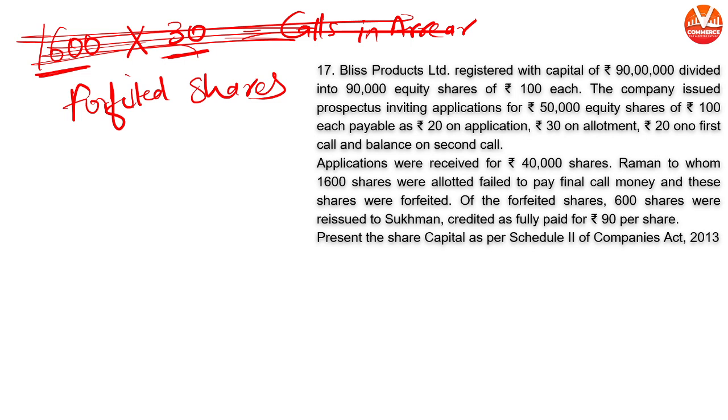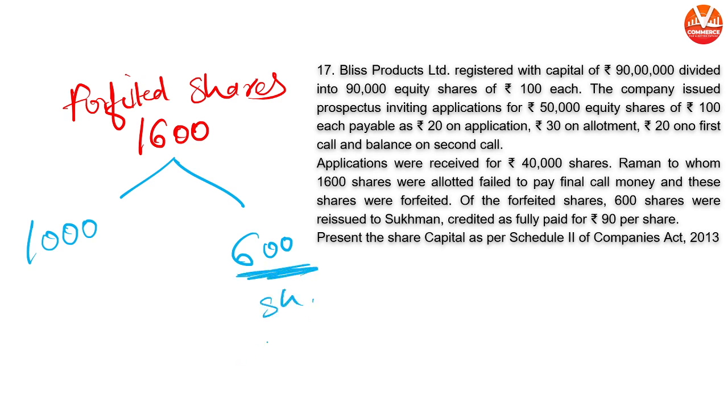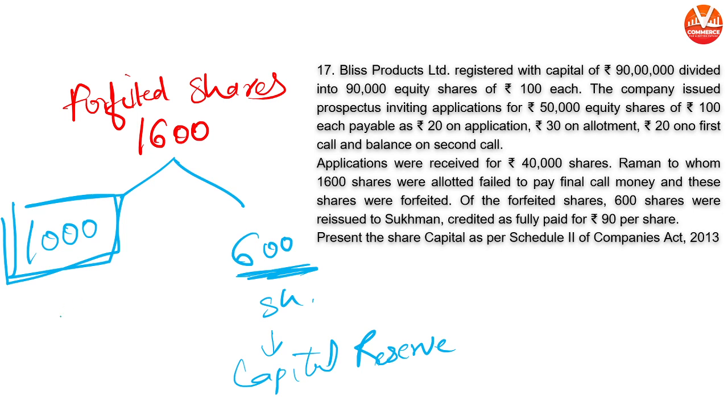अब calls in arrears क्या है? खत्म हो जाएंगे because these shares were forfeited. So how many shares were forfeited? 1,600. Out of which 600 shares are reissued, and 1,000 are not reissued. So the balance of these 600 shares will be transferred to capital reserve. And the balance of these 1,000 shares will be added to share capital.